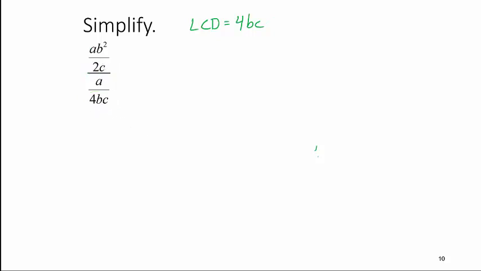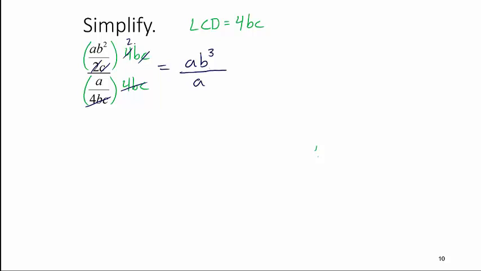Okay, so that's what I'm going to multiply the numerator and denominator by, right? 4bc and 4bc, numerator and denominator. Okay, so when we do that, in the numerator, 4 over 2 is 2. The c's cancel, and I'm left with ab squared times b, which is b cubed, ab cubed. And then in the denominator, the whole thing goes away, right? I'm just left with a.